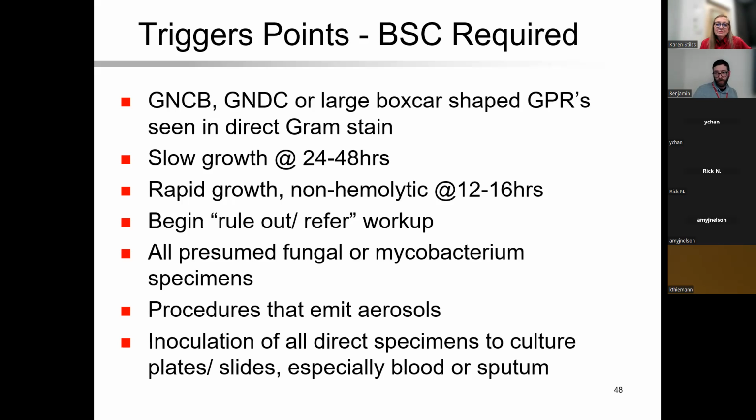Presumed fungal or mycobacterium specimens, stay under the hood. Procedures that emit aerosols, like your blood culture bottles as we talked about. Opening up a cytocentrifugation capsule can emit an aerosol, so be careful with that stuff. And then anytime you're dealing with a direct specimen, you want to do that under the hood.